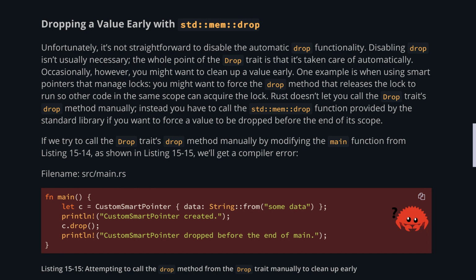Rust doesn't let you call the Drop trait's drop method manually. Instead, you have to call the std::mem::drop function provided by the standard library if you want to force a value to be dropped before the end of its scope. If we try to call the Drop trait's drop method manually by modifying the main function from Listing 15-14 as shown in Listing 15-15, we get a compiler error.